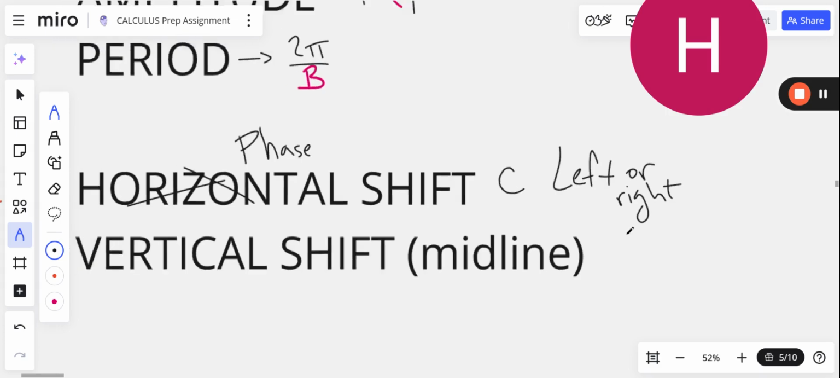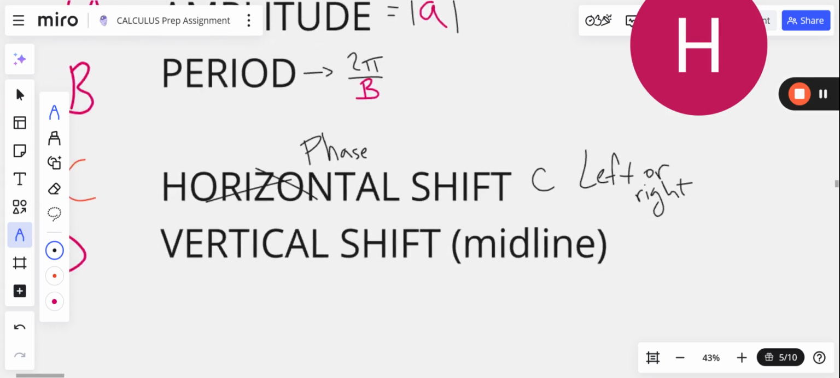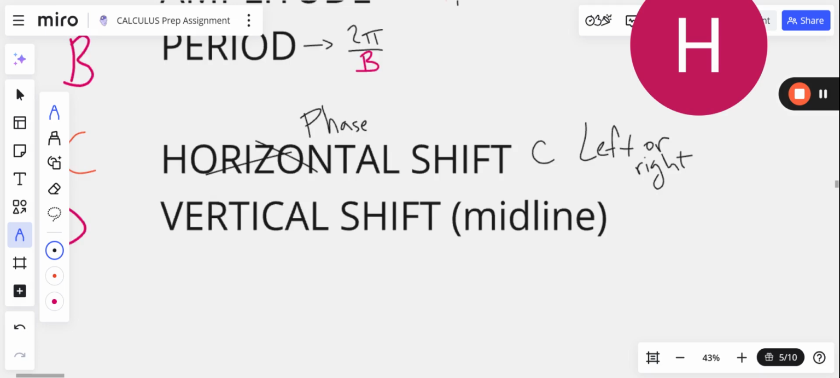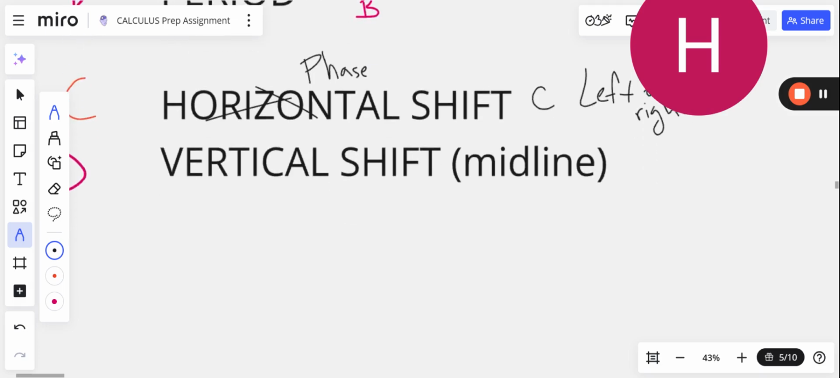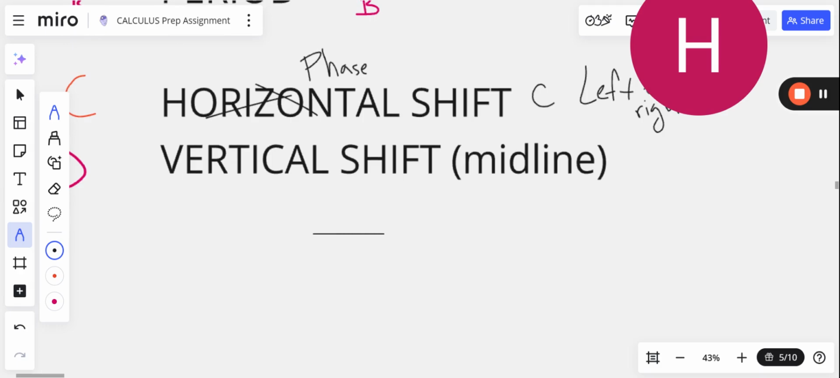This value for d, the vertical shift, or the midline, is going to tell us the horizontal line where the wave is shifting above and below. This midline might not be at 0. It could be lifted up or raised to a higher y value, and it could be dropped down below the x-axis.